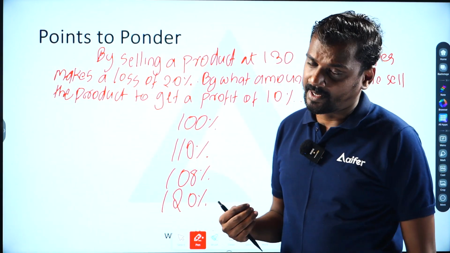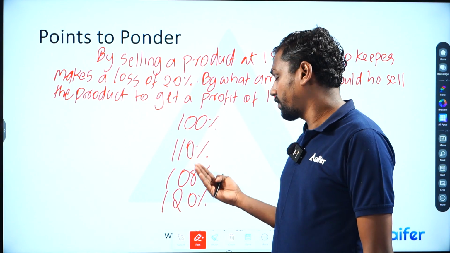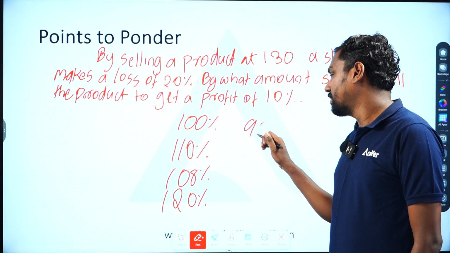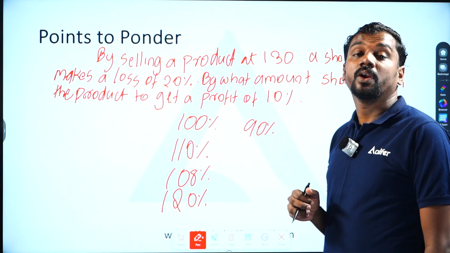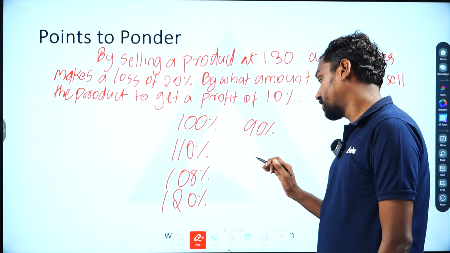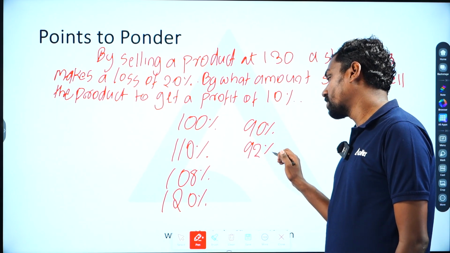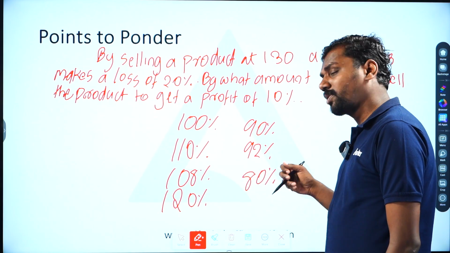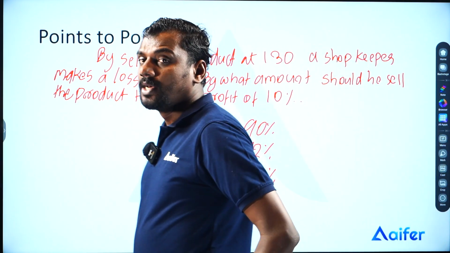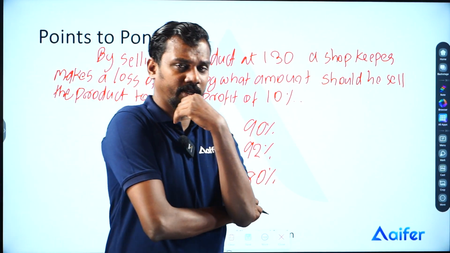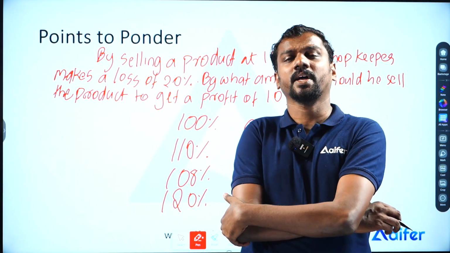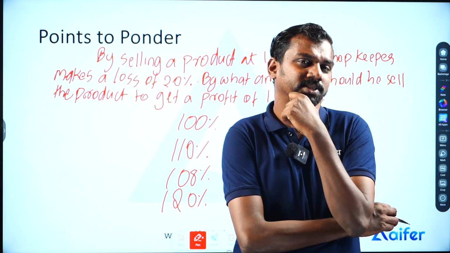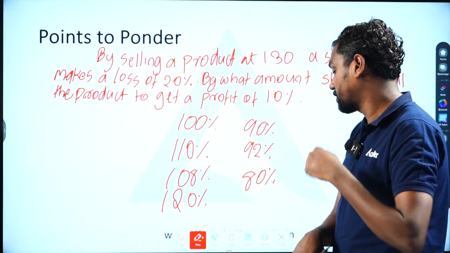Similarly, if the loss is 10% of the original price, we can say it's 90% of the original price. If the loss is 8%, it's 92% of the original price. If the loss is 20%, it's 80% of the original price, or 80% of the CP. So this is a basic concept you should be thorough with. When there is a loss, we subtract that percentage from 100. When there is a profit, we add that profit percentage to 100.